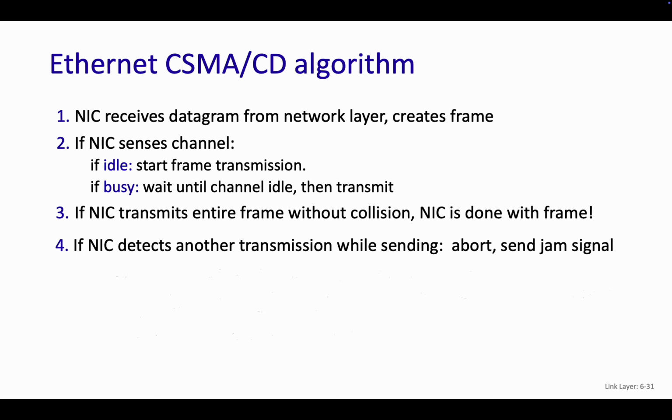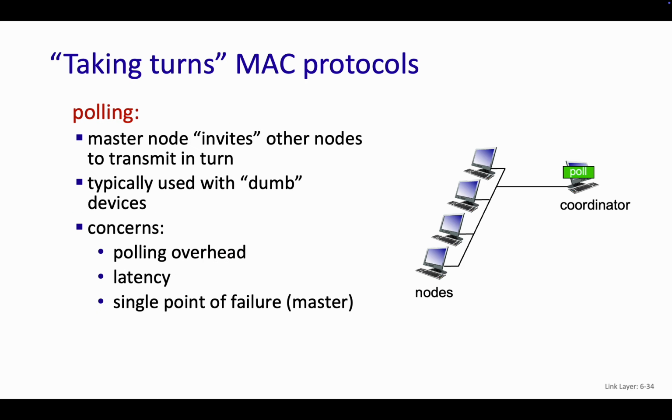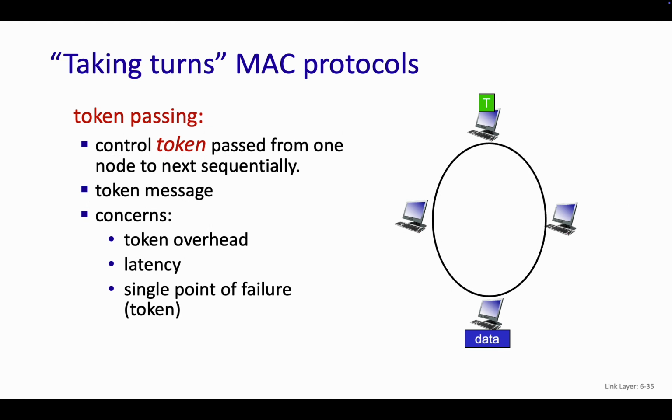Okay, cool. Taking turns, like we talked about that. You got some kind of polling here, or some kind of ring with token passing. What's the problem with these, guys? If every node doesn't have something to send, then it takes up time. Yeah, it takes up time. Not as bad as partitioning the channel, but there's still overhead and latency. And single point of failure. Yeah, what if that token gets lost? Then that's annoying.